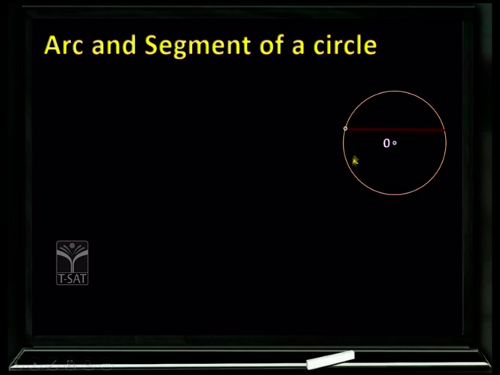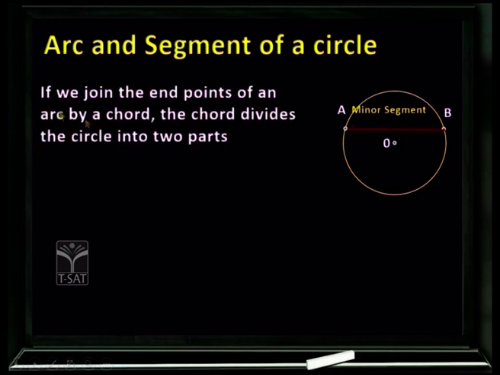Now, O is the center of the circle and AB is a chord. Now, let us see what is a segment of the circle. AB is a chord of the circle, which divides the circle into two parts. One is a minor segment. What is a minor segment? If we join the endpoints of an arc by a chord, the chord divides the circle into two parts. One will be minor and one will be major. This is a major segment and this is a minor segment.